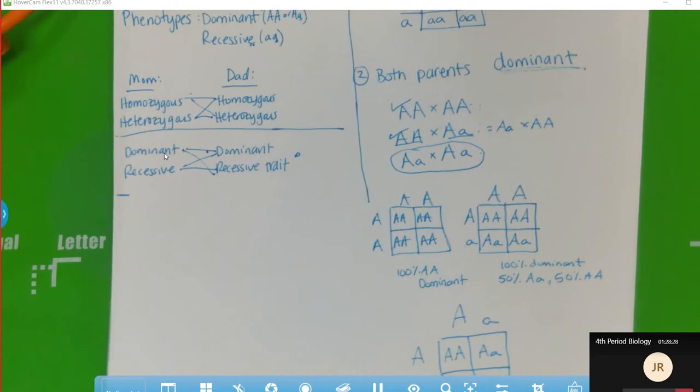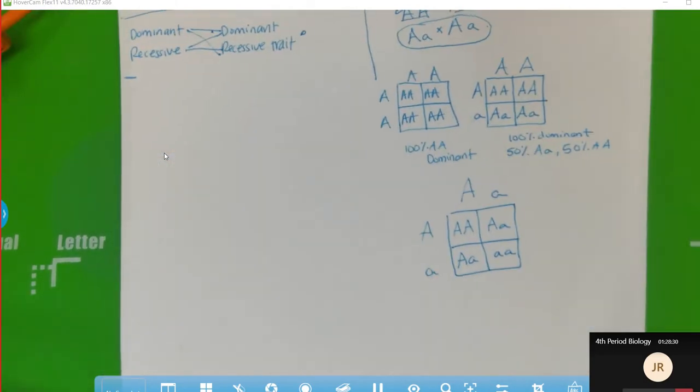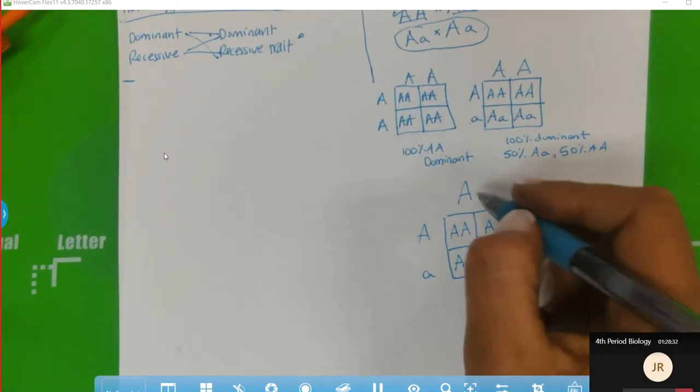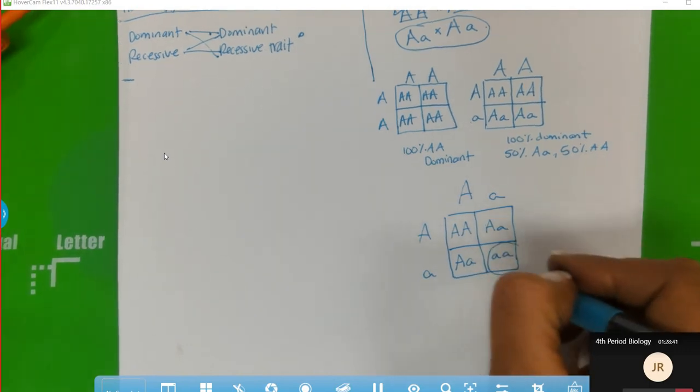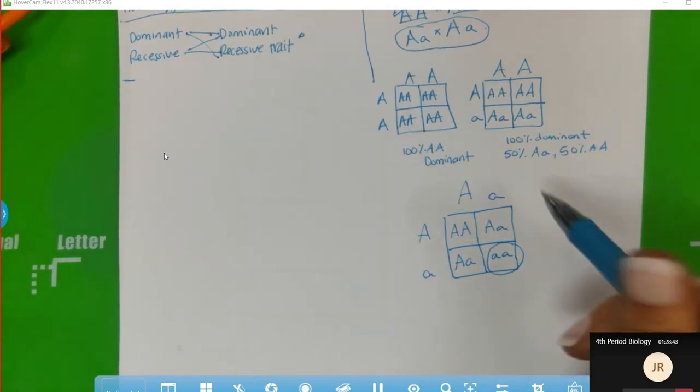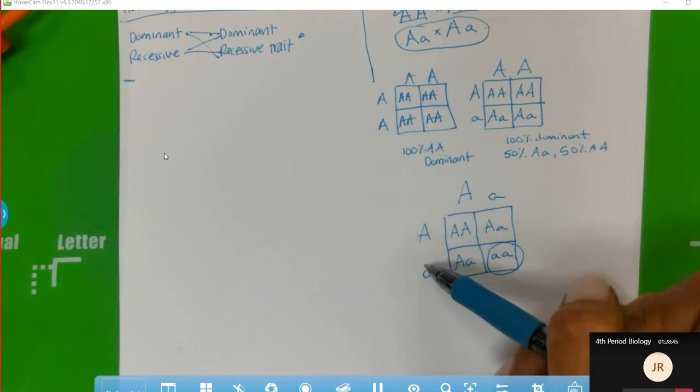This is where generations of poor children get teased about being adopted because they don't look like either parent and they don't look like any of their siblings. But that's exactly what you would predict when you have two parents that are heterozygous.